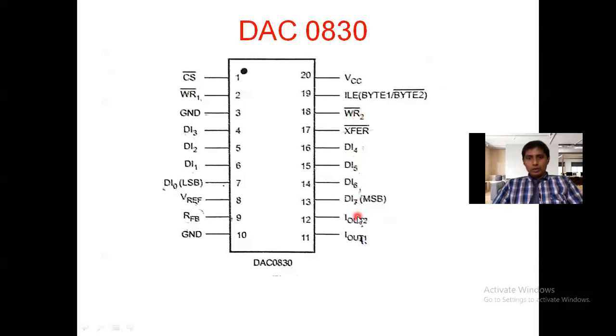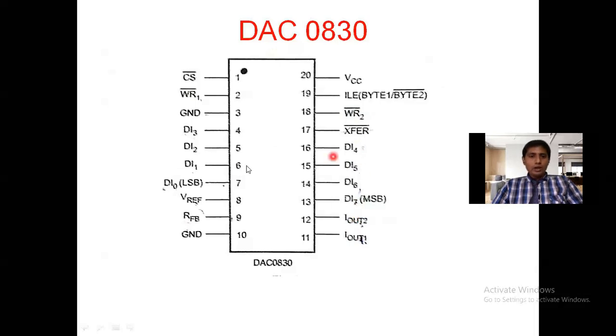Okay, so now what about the other two, IOUT1 and IOUT2? Generally this DAC will first convert the input 8-bit digital data into analog output current. We don't get voltage directly, we get only analog output current, IOUT1 and IOUT2.